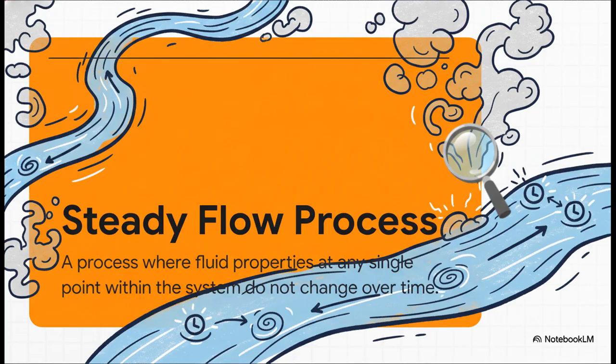Okay, picture a smoothly flowing river. The water's speed might be different near the bank than it is in the middle, sure, but if you pick any single spot and just watch it, the speed at that spot stays the same over time. That's a steady flow. The properties can be different from place to place, but at any one location, they're constant.